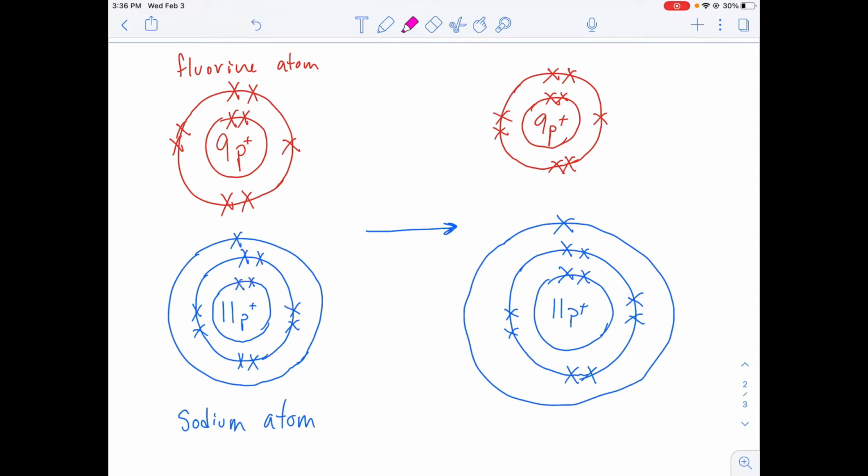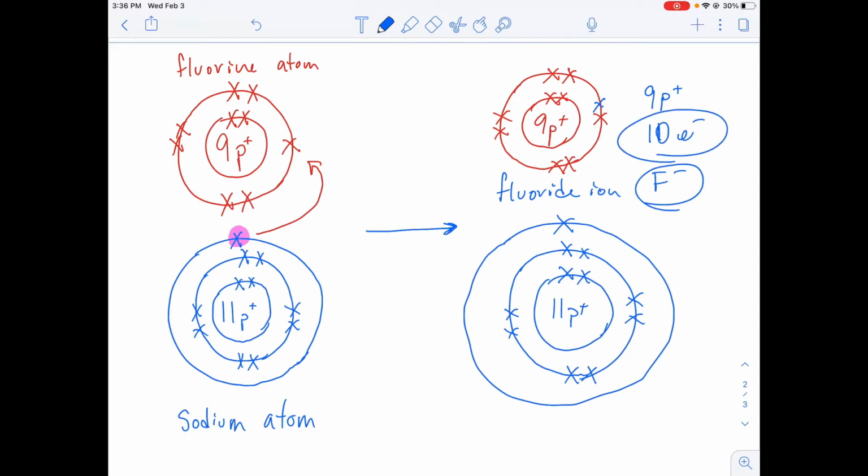we would like to move this away from the sodium, and if it could go up here to the fluorine, it would leave fluorine with this extra electron, and it'll have 9 protons, 10 electrons, and it'll have a 1 negative charge. So it's a fluoride ion. And this negative charge comes from having the extra electron.